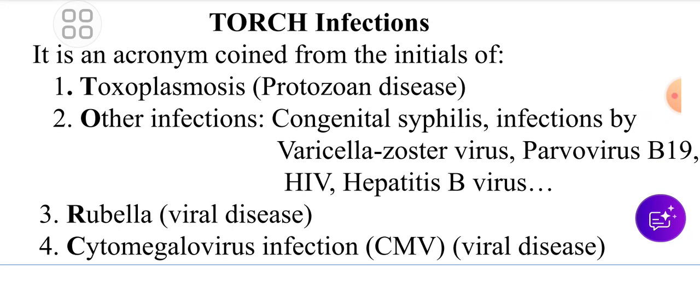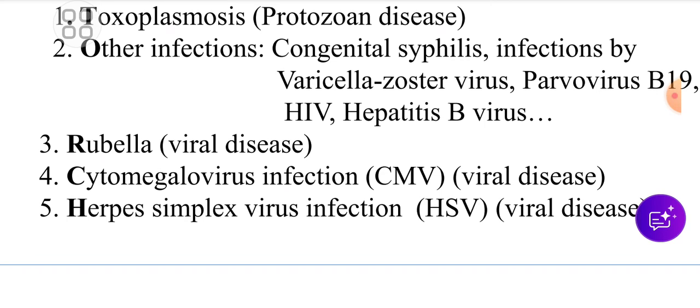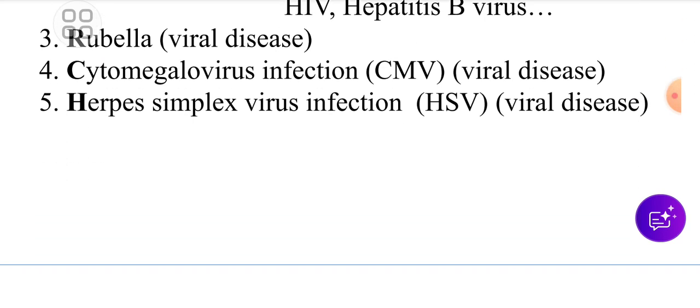It is about TORCH infections. The acronym TORCH is coined from the initials of T for toxoplasmosis, O for other infections like congenital syphilis, infections by varicella zoster, parvovirus B19, HIV, hepatitis B virus, and there may be others. R for rubella, C for cytomegalovirus, and H for herpes simplex virus.